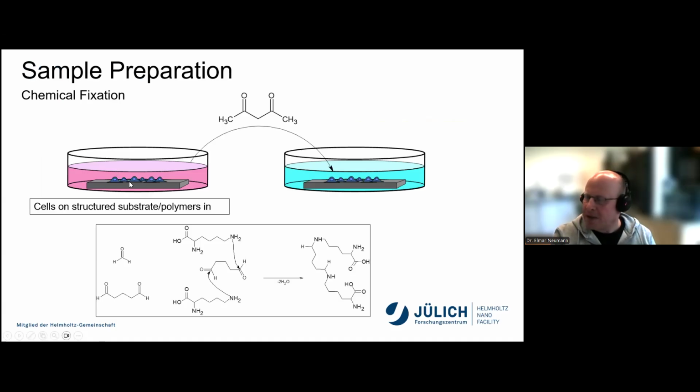Okay, so first thing we have our substrate with the cells on top, on a structured substrate in these pinkish liquids there. In the first step, these cells are killed and/or fixated. The proteins are fixated with some kind of aldehyde. In this case, glutaraldehyde, but formaldehyde is also quite common, or mixtures of both.